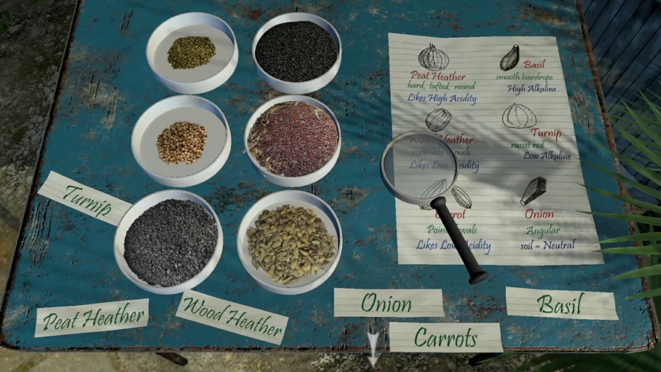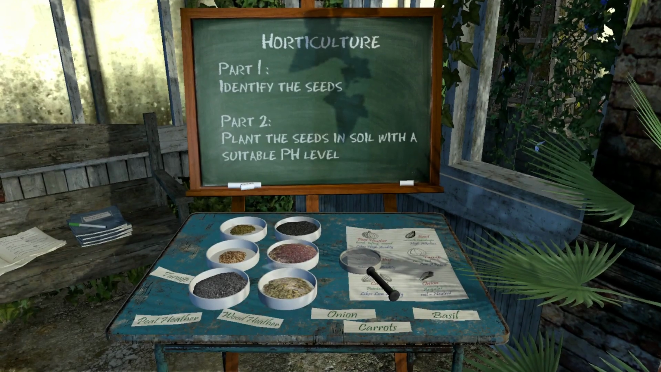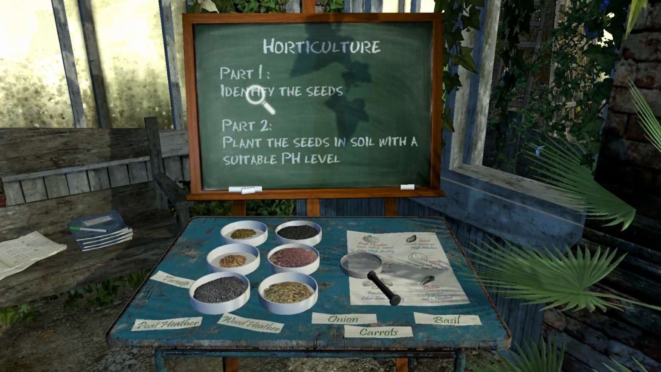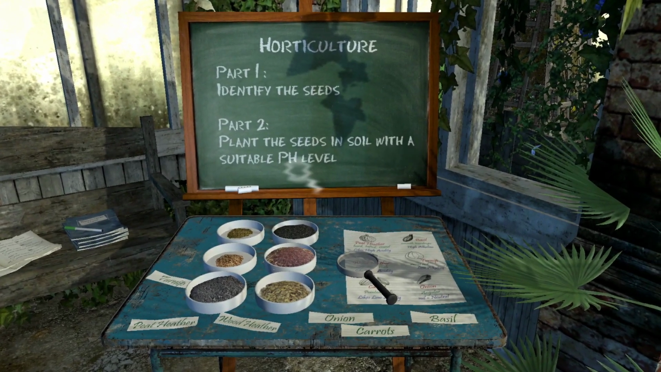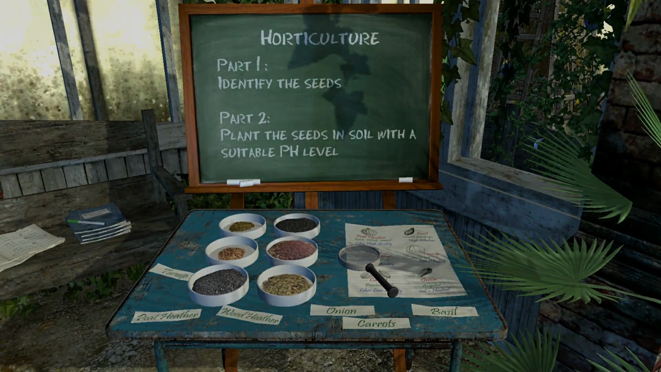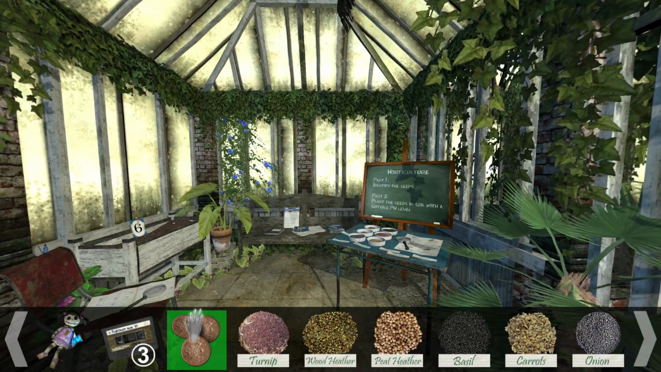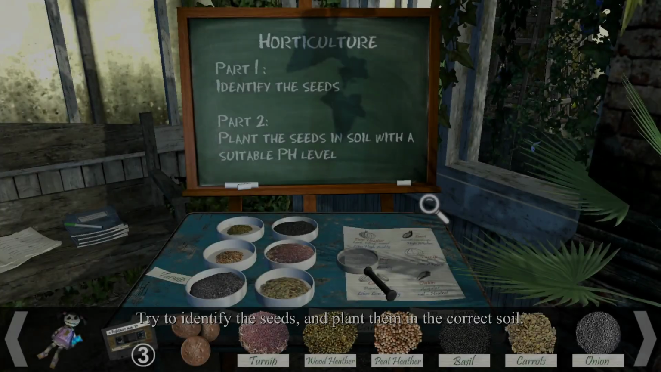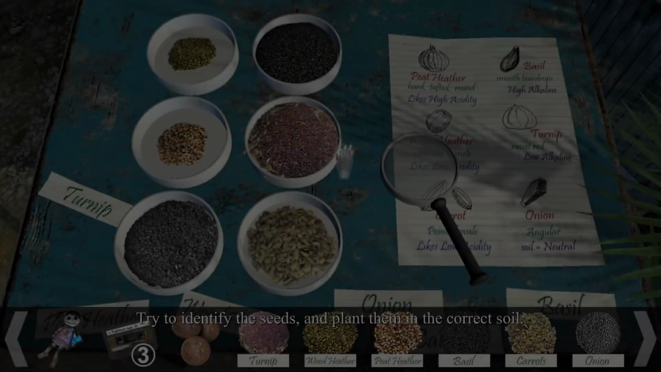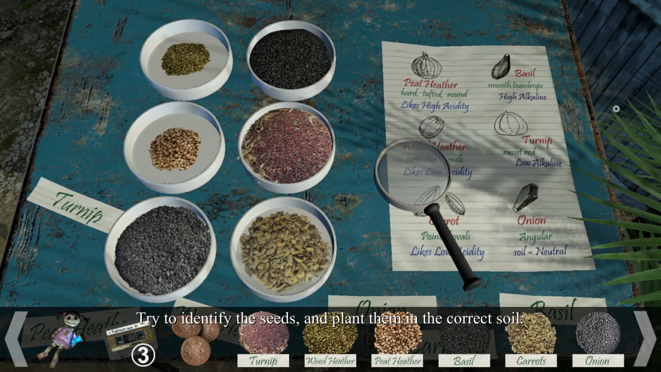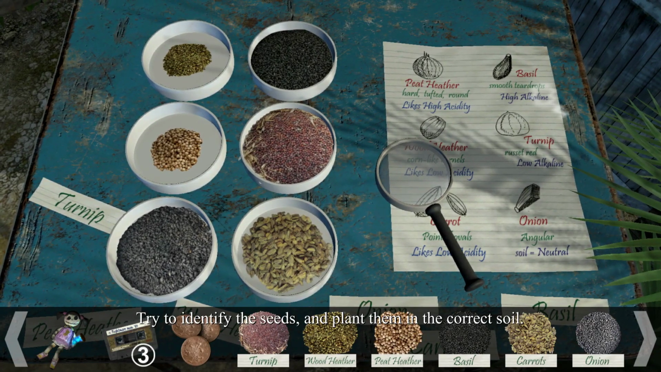Oh man, I was right. Now what? I gotta plant them, right? Identify the seeds. Plant the seeds in the soil with a suitable pH level, okay? Do I have that paper? No, okay.